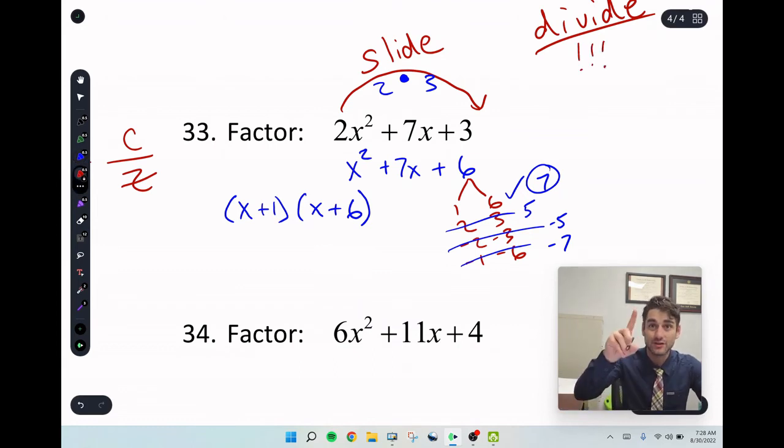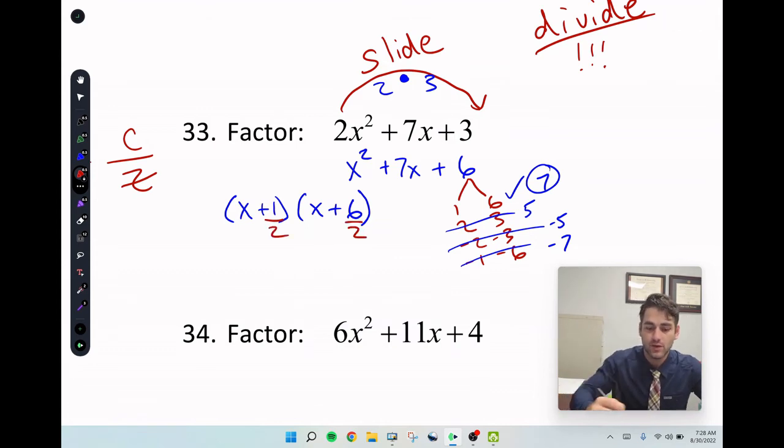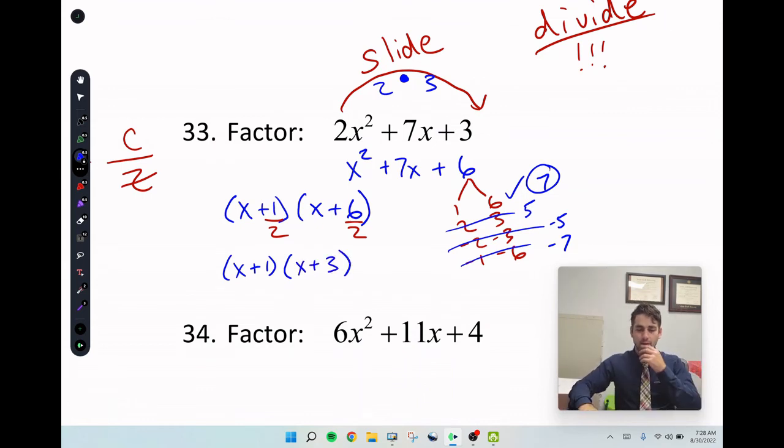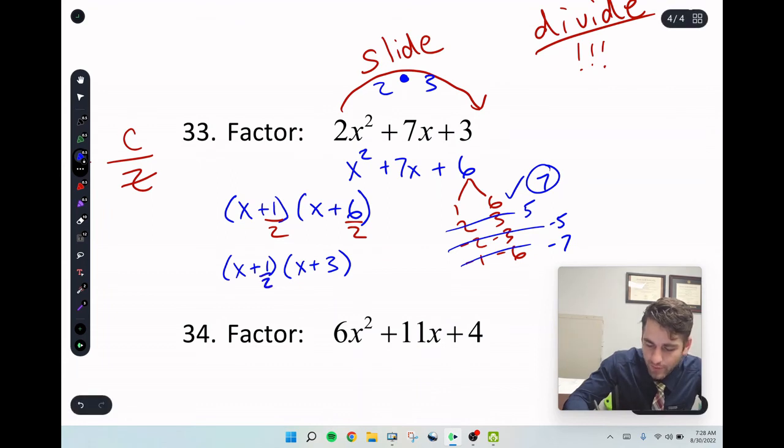We're going to now take that 2 that we moved over to the end and divide it. Everybody okay with that? So now what we're left with is x plus 1, and x plus 3, because 6 over 2 is 3. I just reduced that. Oh, 1/2. I'm so sorry. You were probably screaming in the camera saying, whoa, you forgot your 1/2. x plus 1/2 and x plus 3.